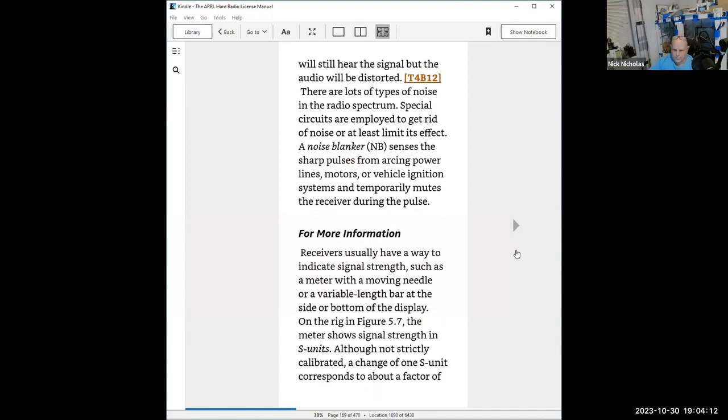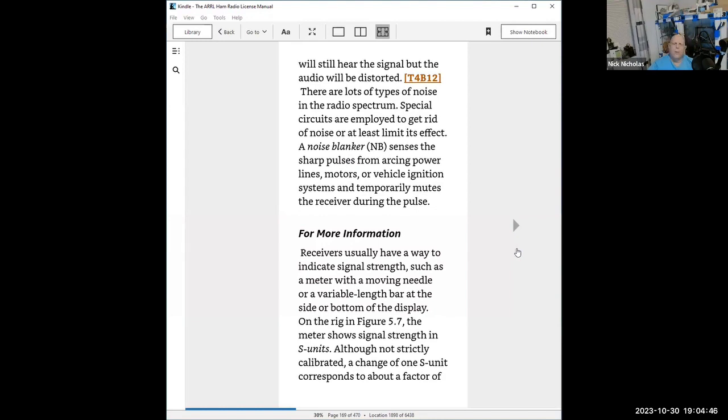There's a filter on many radios called a noise blanker. It's particularly good for getting rid of sharp pulses and arcs type noises. Really handy for automobile ignition system noise and things like that. A noise blanker is usually an on-off device. It's not adjustable, but when you turn it on, it will try to take out those pulses. All right.